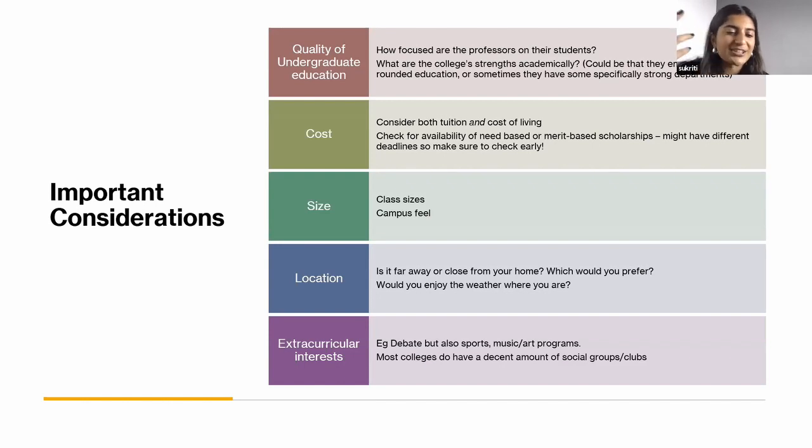And weather is maybe a little bit more secondary, but it is important that you enjoy your 4 years there, so it could be a tiebreaker. And extracurricular interests. I put this really low on the list, since this is by priority, because most colleges have a decent amount of social clubs or groups, and you can find your place there. But maybe if you have a really specialized interest, like policy debate, you want to look at a college that has that, or sports or arts or music or programs or whatever you're interested in.